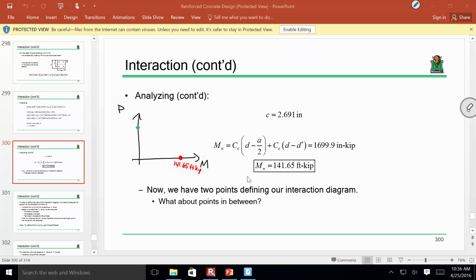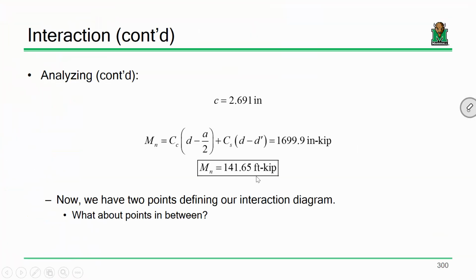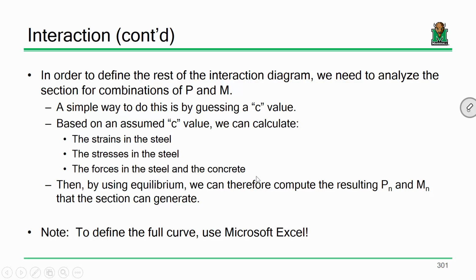Now, we'll go ahead and erase this. Okay. So that's 2 values on the curve.